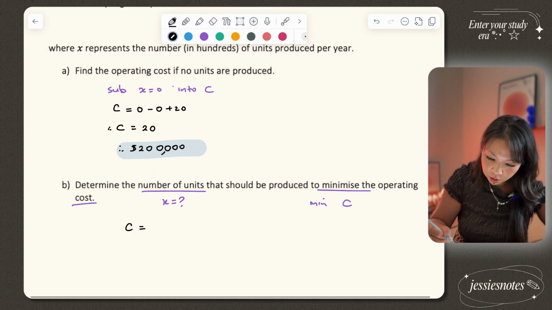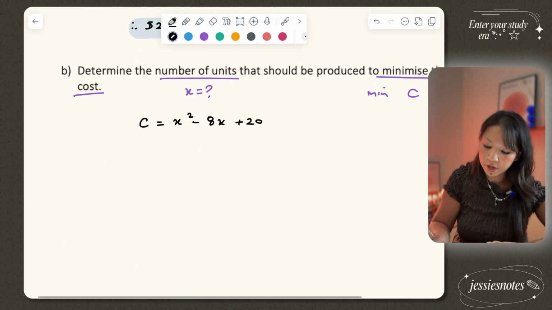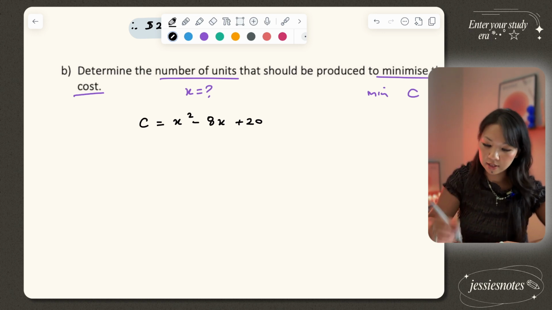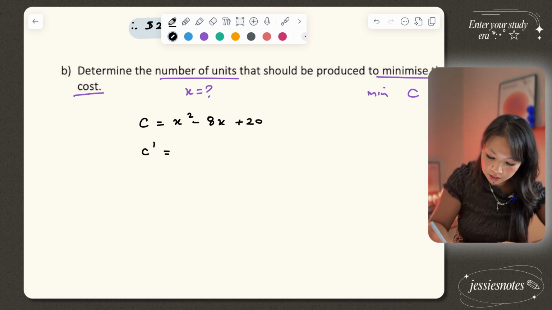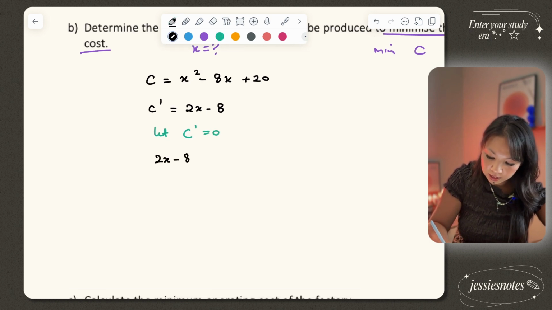So we have C is equal to x squared minus 8x plus 20. Well, the first step in finding a minimum turning point is to find the stationary point. So let's find the derivative, C dash. We're going to get 2x minus 8. And then we're going to let C dash equal 0. We get 2x minus 8 equals 0, 2x equals 8, or x equals 4.